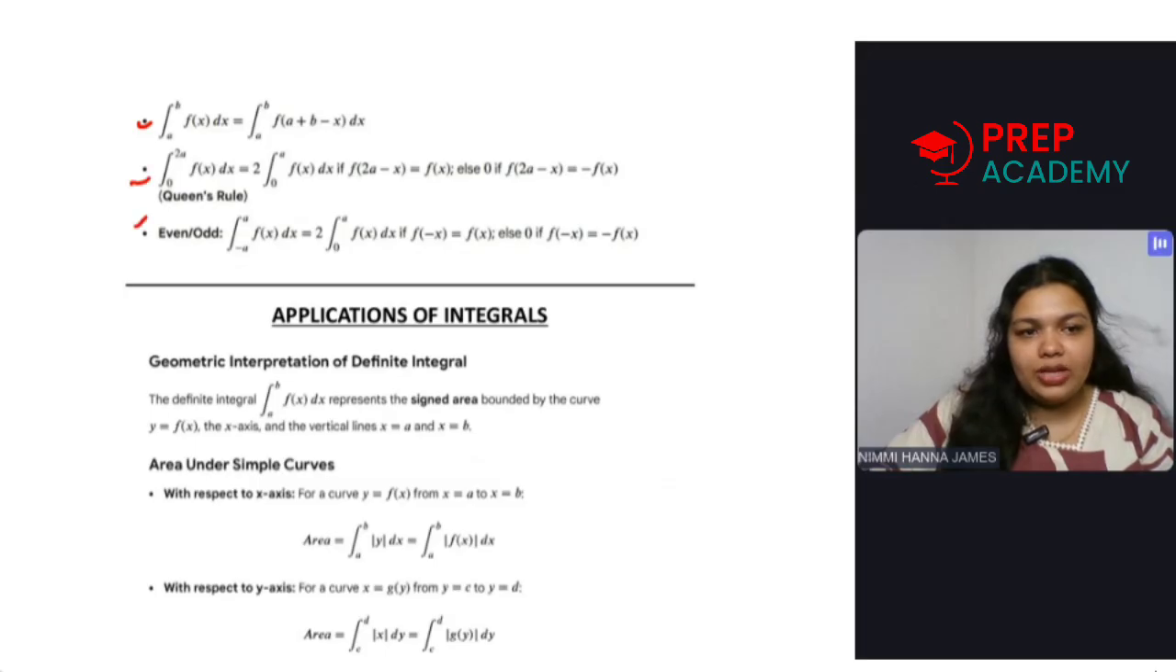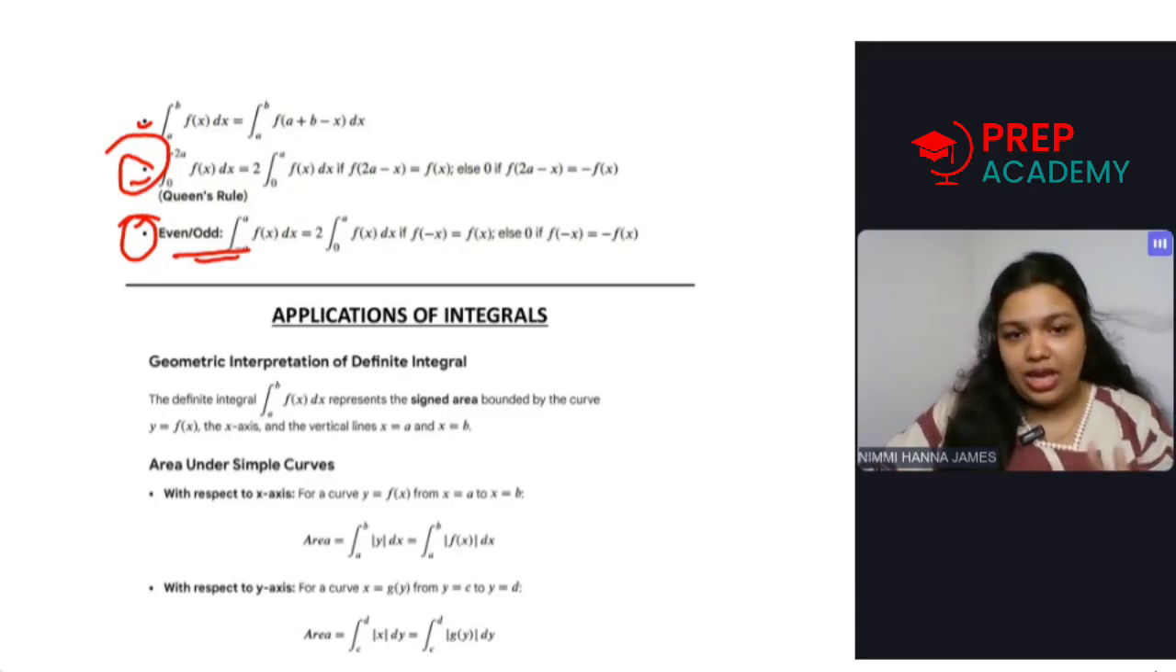And some remaining properties also there. This Queen's rule and this even and odd. This even and odd is very important. This is so much used everywhere.